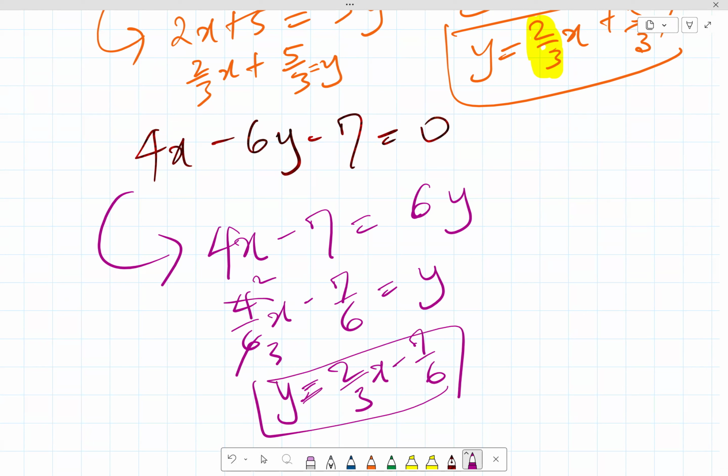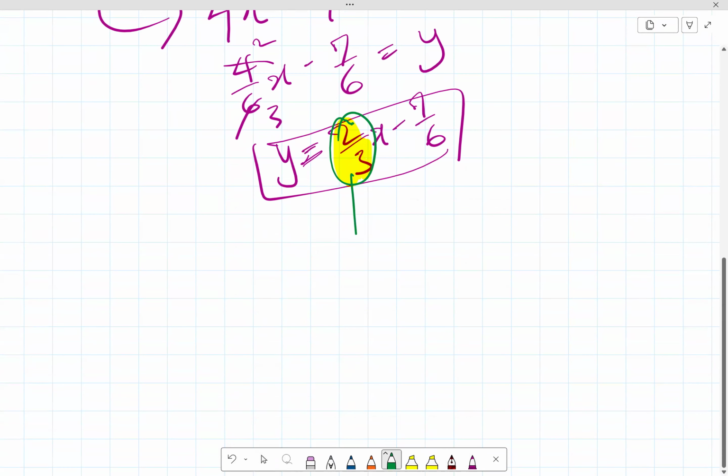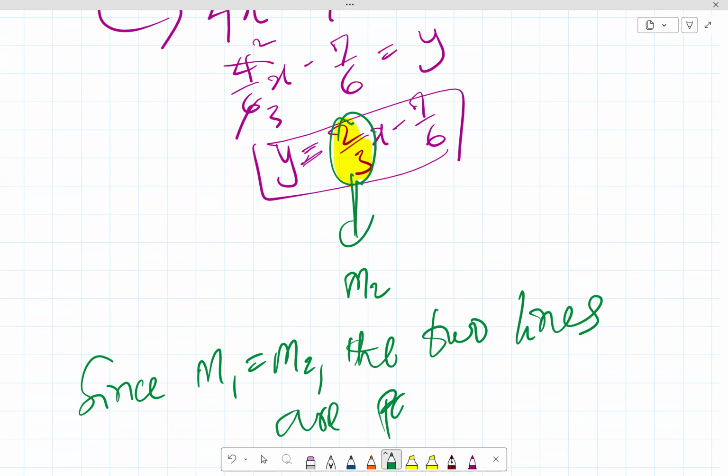So the question is, what is the slope here? If this is slope m1, and this is m2, since m1 is equal to m2, the two lines are parallel. So it's all about the slope.